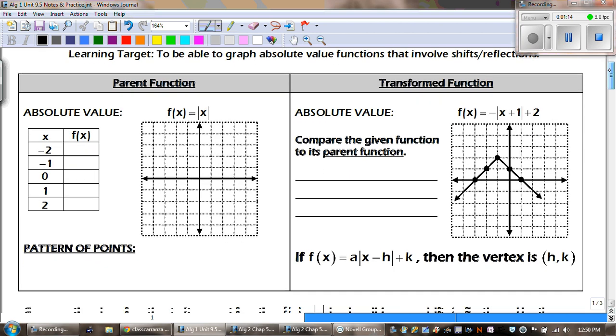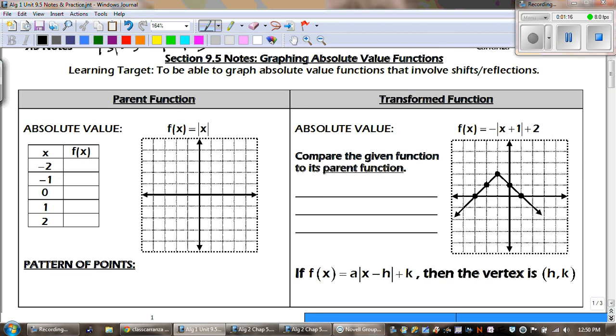So let's look at the parent function. Once again, this is something that you should memorize. The absolute value of negative 2 is 2. The absolute value of negative 1 is 1. You guys can fill out the rest of it. The absolute value of 0 is 0. The absolute value of 1 is 1. Now let's graph this.